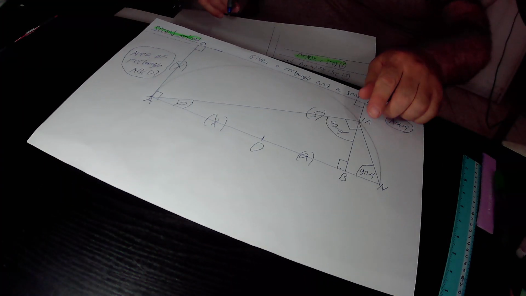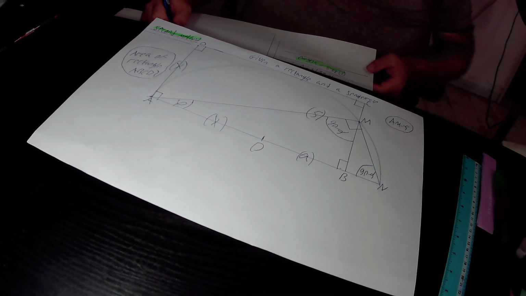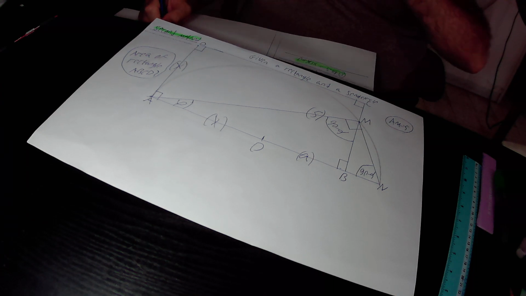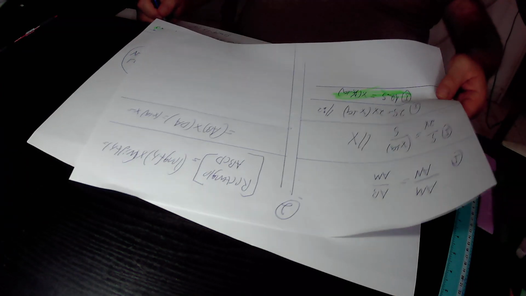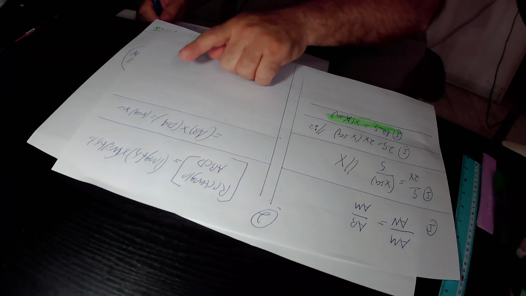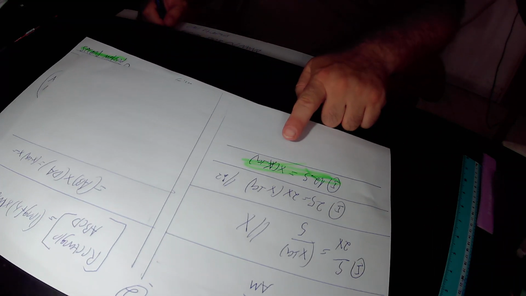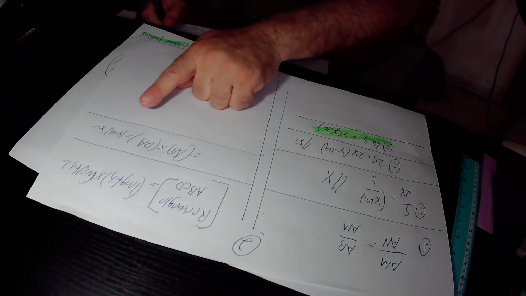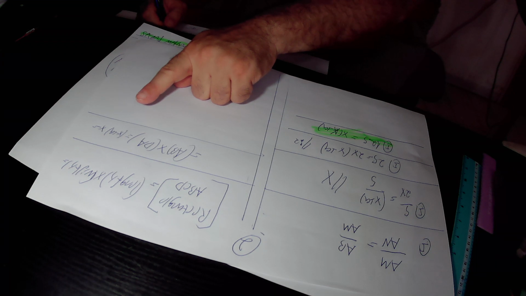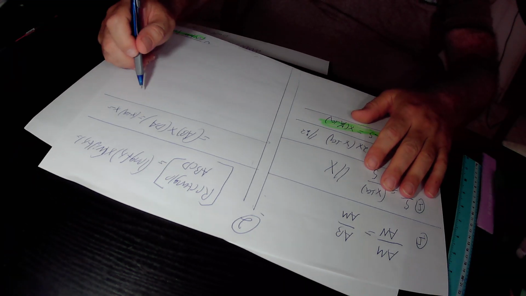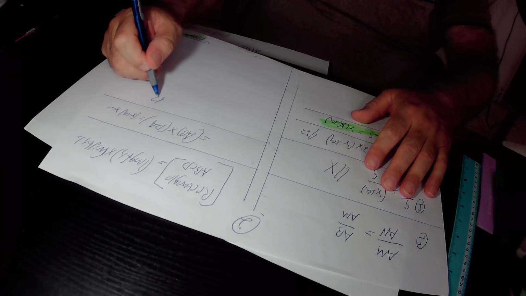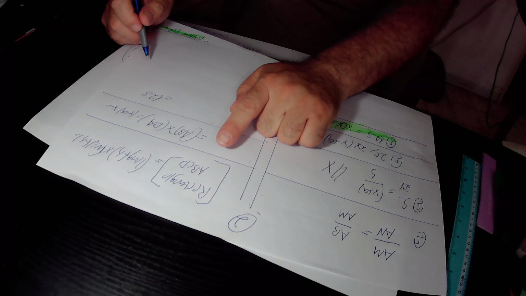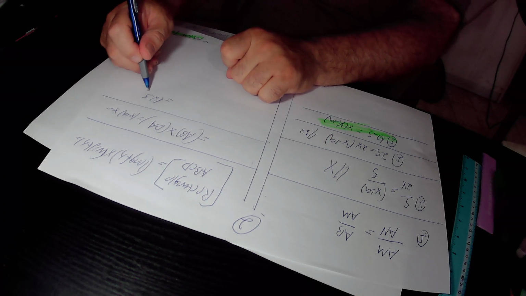AB is x plus A, times DA. DA is x. So in total, the area of rectangle ABCD equals x plus A times x. But according to equation 1, x plus A times x equals 12.5. Therefore, we substitute x plus A times x by 12.5. So we found that the area of rectangle ABCD equals 12.5 square units.